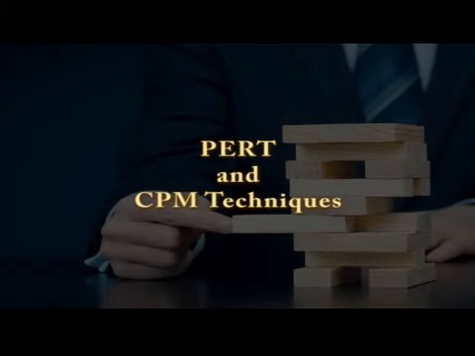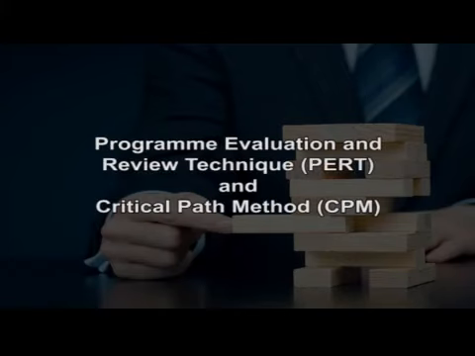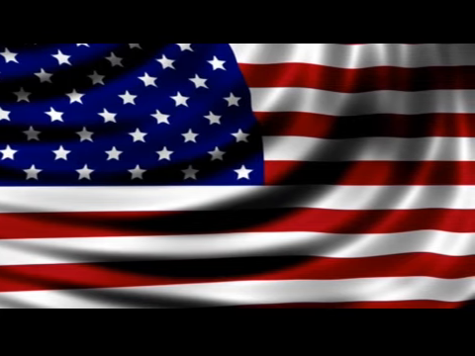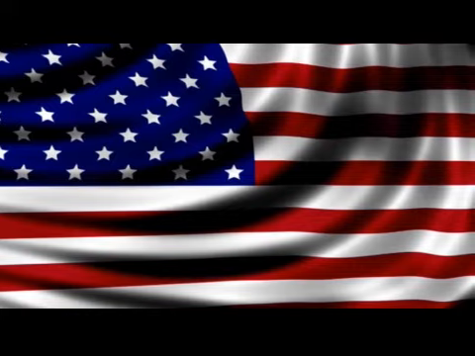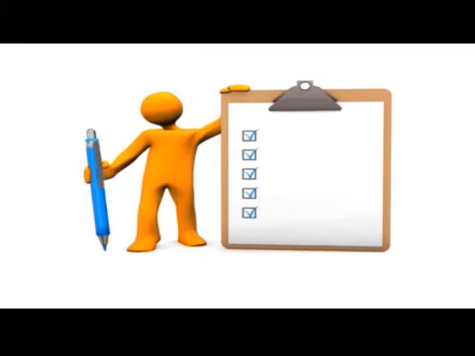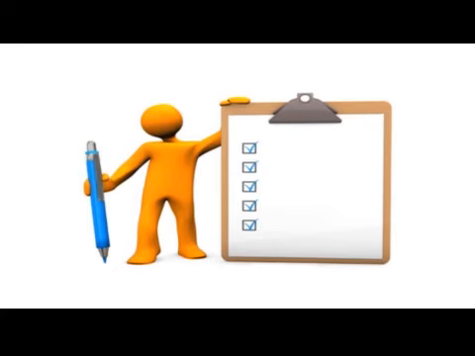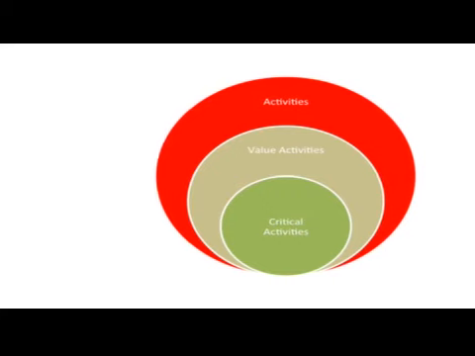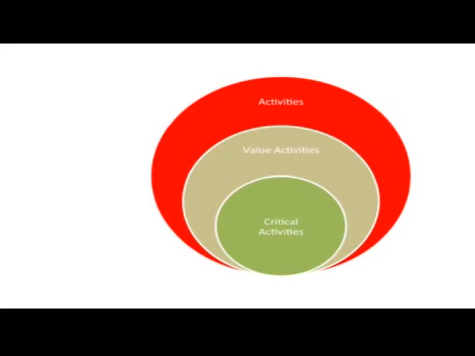PERT and CPM techniques. Program Evaluation and Review Technique, or PERT, and Critical Path Method, or CPM, techniques were developed in the US in the late 50s. Any program consists of various activities and sub-activities. Successful completion of any activity depends upon doing the work in a given sequence and in a given time. CPM or PERT can be used to minimize the total time or the total cost required to perform the total operations. Importance is given to identifying the critical activities. Critical activities are those which have to be completed on time, otherwise the full project will be delayed.